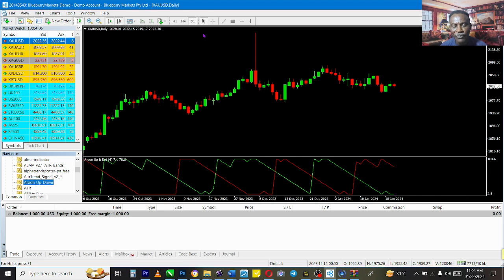I don't believe in the 5 minutes or 1 minute and so on. I use the daily time frame. That's what I believe in. So this is the Aroon. This is the uptrend and this is the downtrend. And when you are trading Aroon, you check whether the uptrend is above or moving up, that is where you buy.